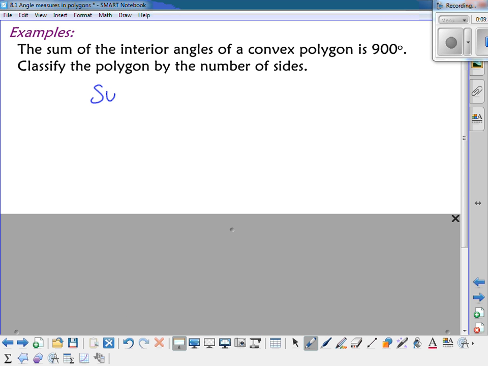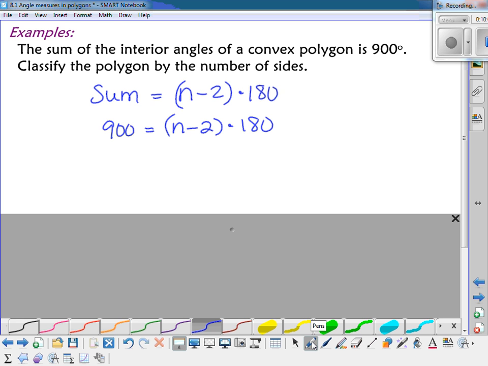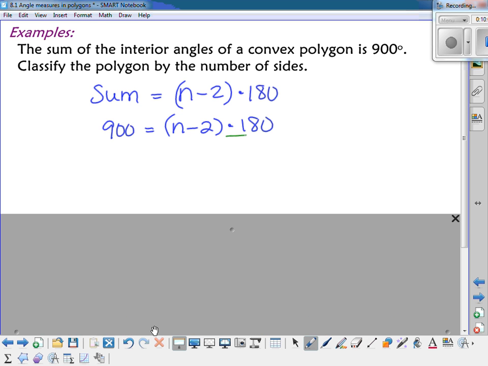So I know that the sum is equal to n minus 2 times 180. In this case, they told me the sum was 900. To solve this, you could do the distributive property, but since we want to get the n alone, it's actually going to be quicker if we just divide out the 180 from both sides.